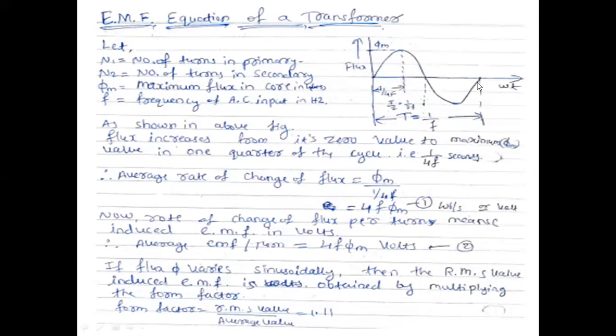So this is one complete cycle. The middle of that is the half cycle, and the quarter cycle is half of the half cycle. The time taken for the flux in the core to reach its maximum is 1 by 4f. At T equals 1 by 4f, the flux increases and reaches its maximum value phi m. It has taken one quarter cycle.